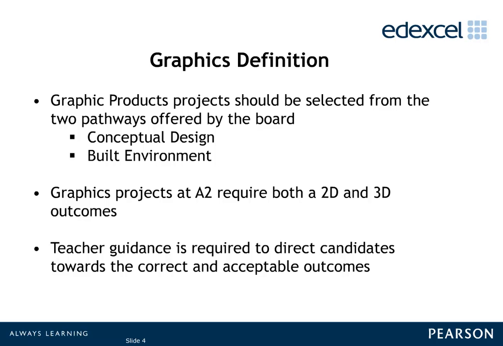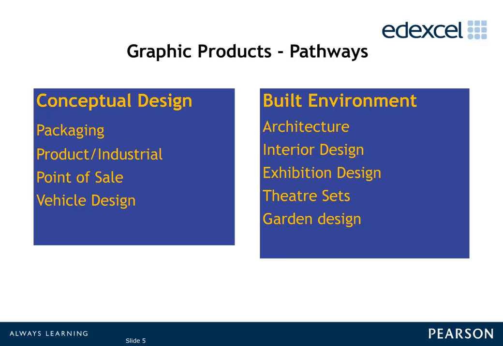Candidates must choose a project task that fits either of the two pathways, conceptual design or the built environment, shown here. Candidates must also evidence the design, development and manufacture of a 2D and 3D element to their products, or to an associated by-product. There are a number of possible product outcomes or topic starting points that can be chosen under the headings of the two pathways, as shown here.